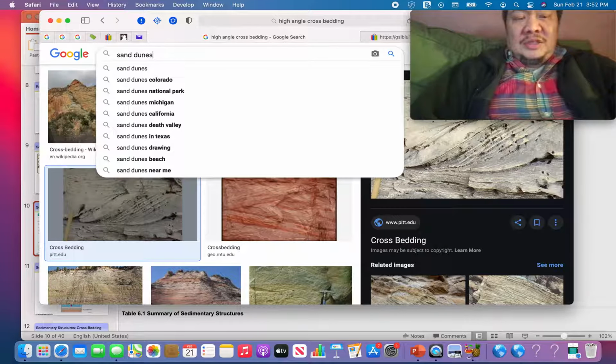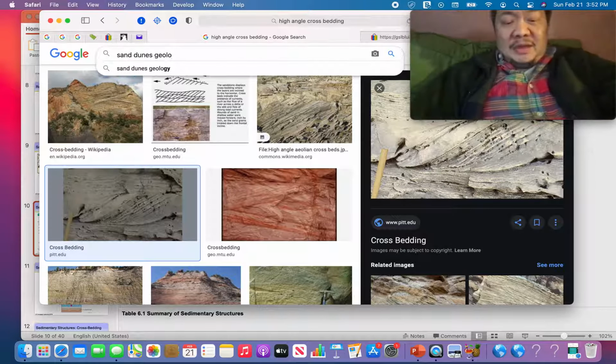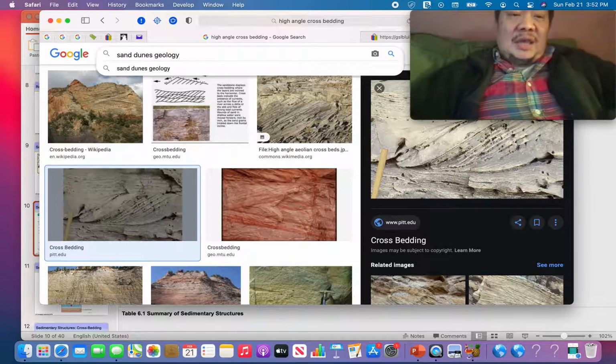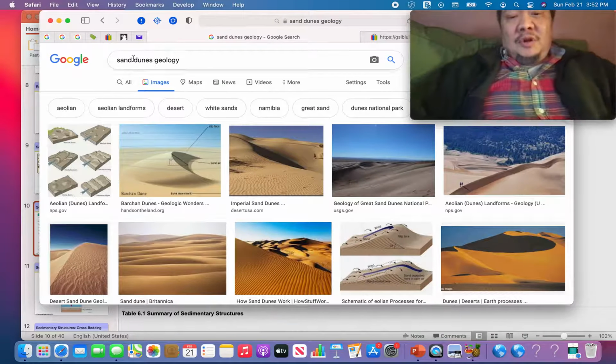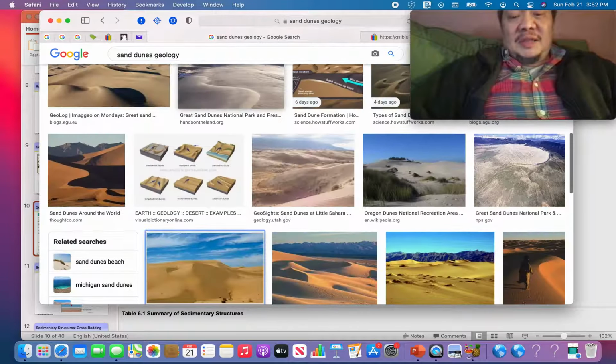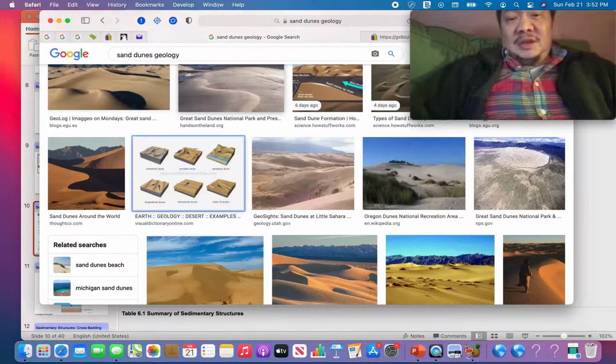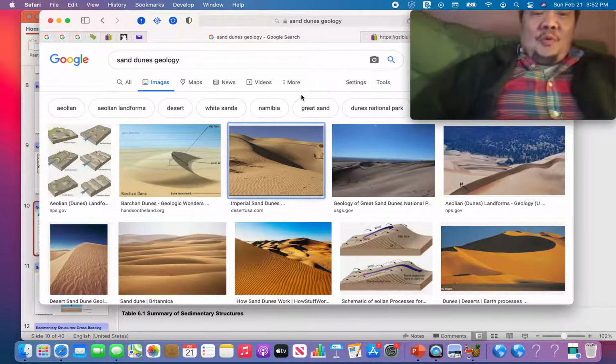So let's take a look at sand dunes. Put your thinking caps on. Think about, where do sand dunes form? Well, sure, you're right. They form in the desert, but that's not the only place they form. Where else do they form? On beaches.